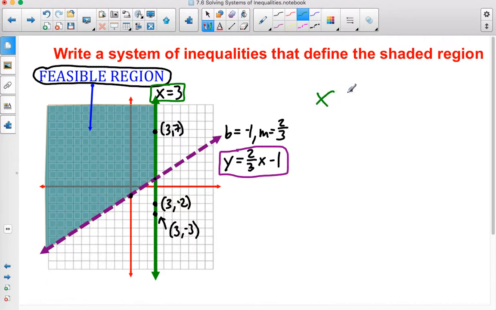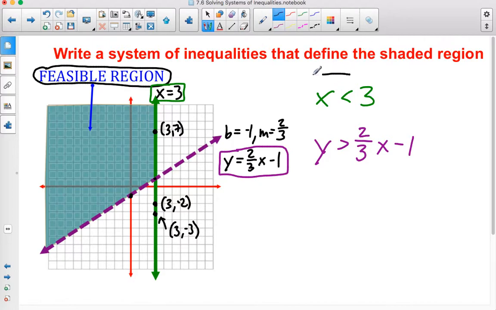I want all my x's less than 3. So that will give me everything to the left of this green line, and I need all the points that are above the purple line and cannot be on the purple line. So if it's going to be above, it has to be greater, and because it's a dashed purple line, I'm not going to put equal to. So it has to be above the line 2/3 x minus 1.